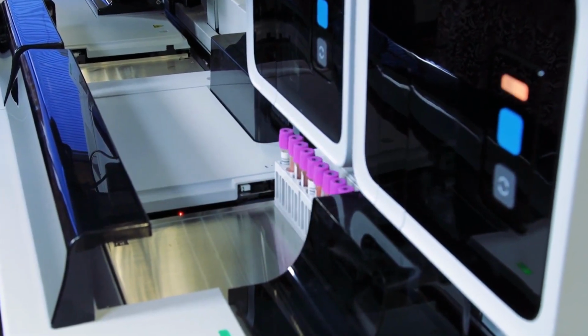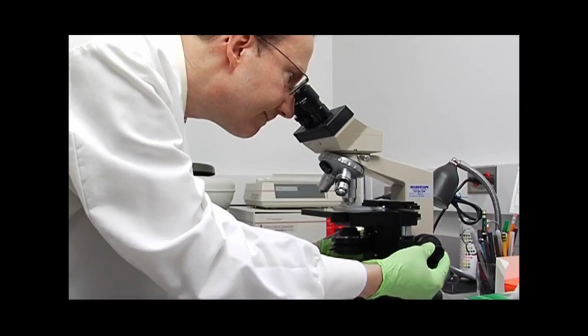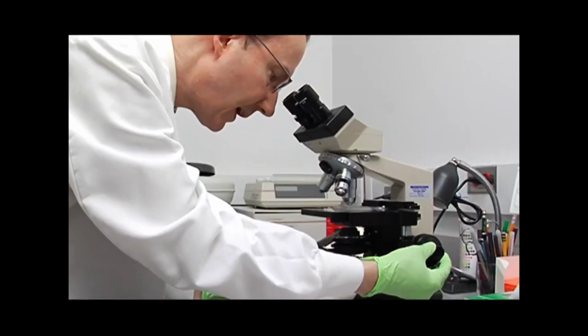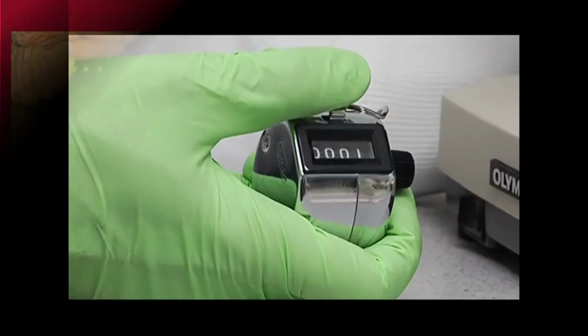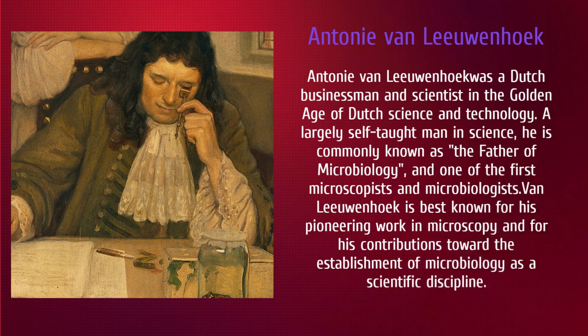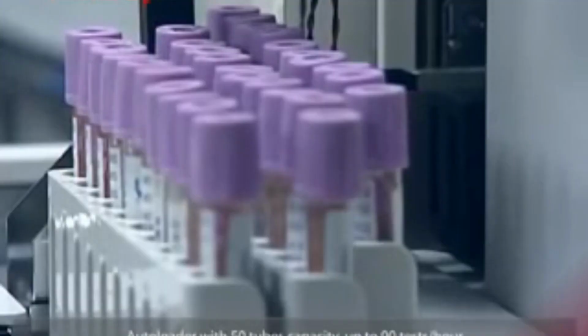Before automated cell counters were introduced, complete blood count tests were performed manually. White and red blood cells and platelets were counted using microscopes. The first person to publish microscopic observations of blood cells was Antoine van Leeuwenhoek, who reported on the appearance of red cells in a 1674 letter to the Proceedings of the Royal Society in London.